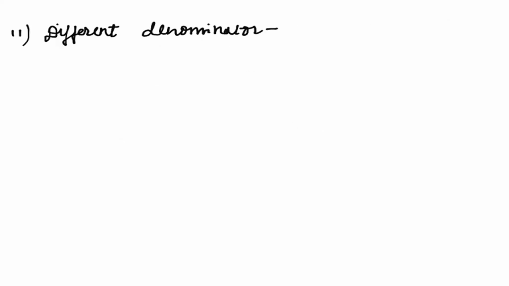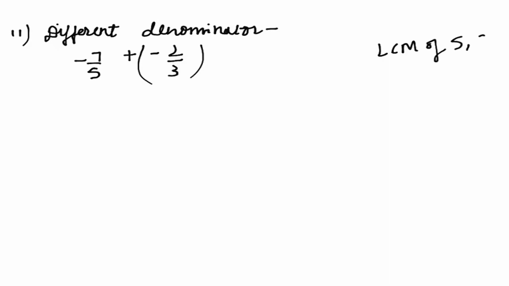Now, the other case is when we have different denominators. Suppose we have minus 7 by 5 and we are adding minus 2 by 3 to it. So, in that case, what do we have to do? We have to make the denominator same, by taking the LCM of the denominators. The LCM of 5 and 3 will come as 15. So, we have to make the denominator 15.